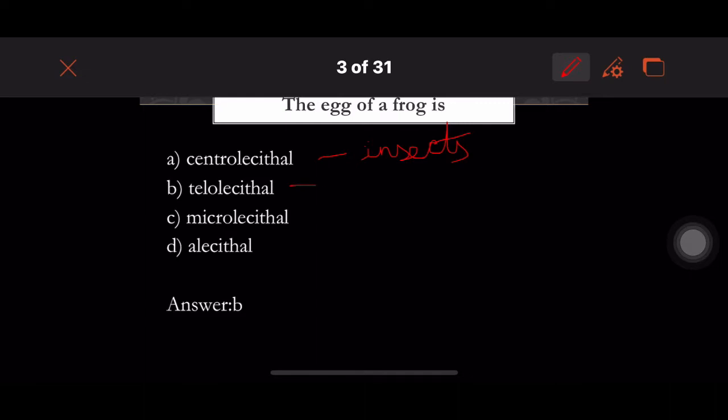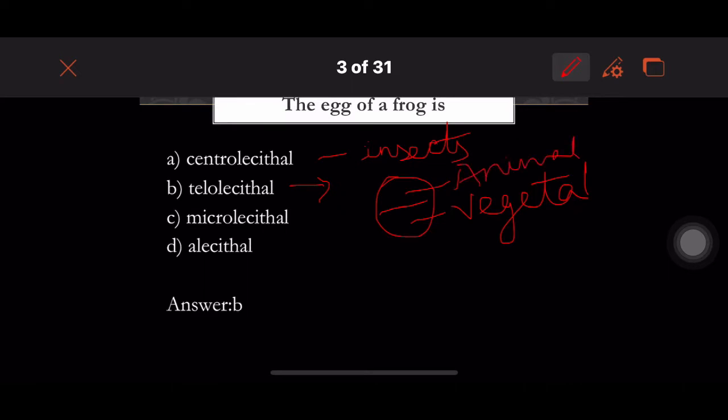insects, and a telolecithal egg is an egg in which the yolk is present in a moderate amount, and yolk is present only in the vegetal hemisphere, right? So if this is the vegetal hemisphere of the egg, yolk is present only in this hemisphere and cytoplasm is present in the animal hemisphere. This type of egg is telolecithal and it is found in frog. Next, microlecithal egg means yolk is present in a very little amount and it is found in Hadmania and Brachiostroma. Next, alecithal egg means yolk is totally absent and it is found in mammals, right?